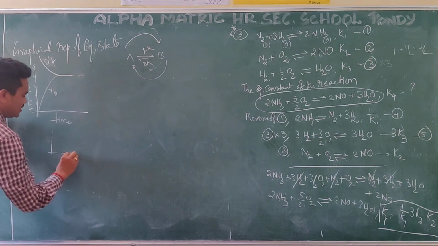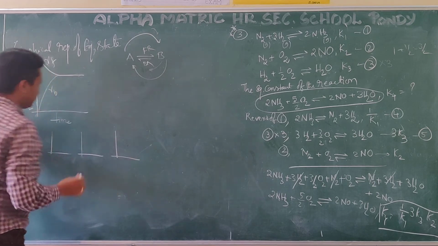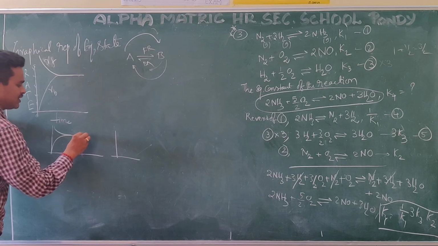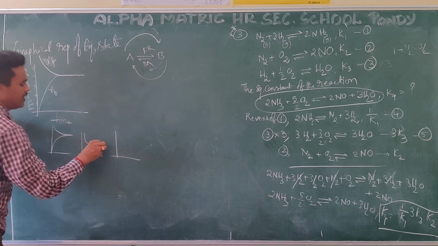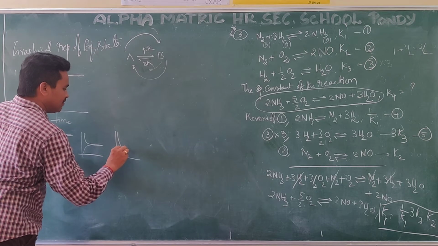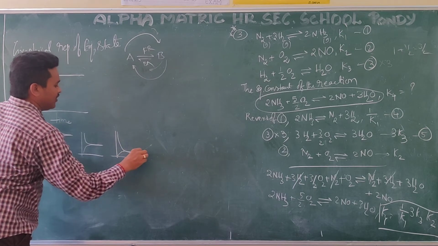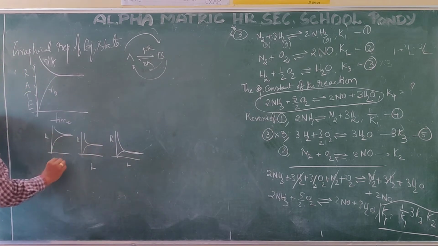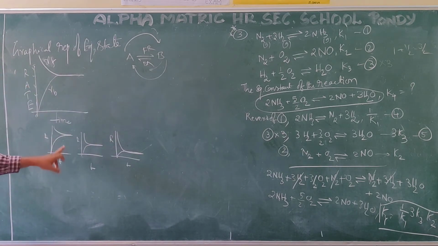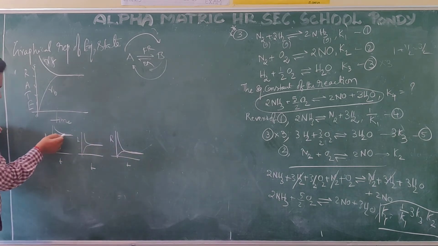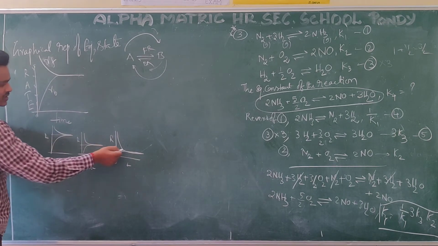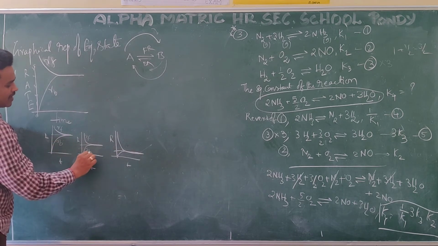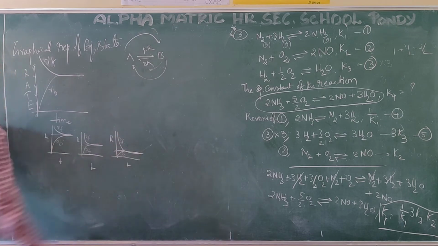Otherwise the graph will be like this, I am writing a small graph here. It may be like this, or very symmetrically like this. It is rate, it is time. I am writing one graph here, it may be like anything, but wherever you go, it is a constant value. It is the same for both rate of forward reaction and rate of backward reaction.